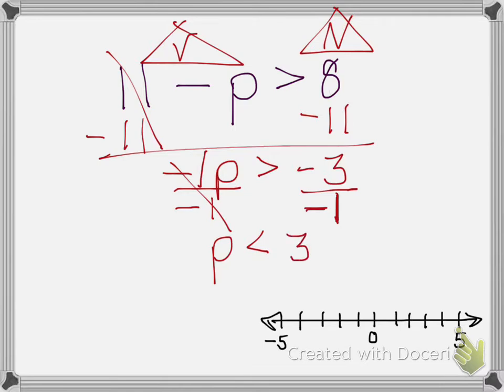So on my number line, I'm going to go to the number 3, draw an open circle because it says less than, and it says p is less than 3. So all the numbers that are smaller than 3 are on the left side. So I'll shade the left side. And that's it.